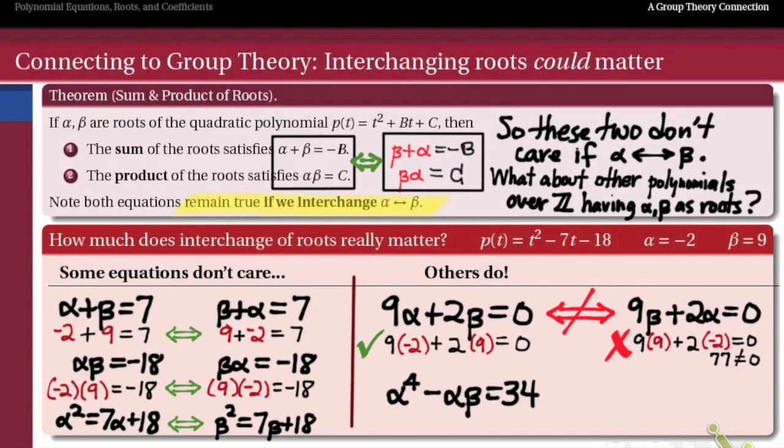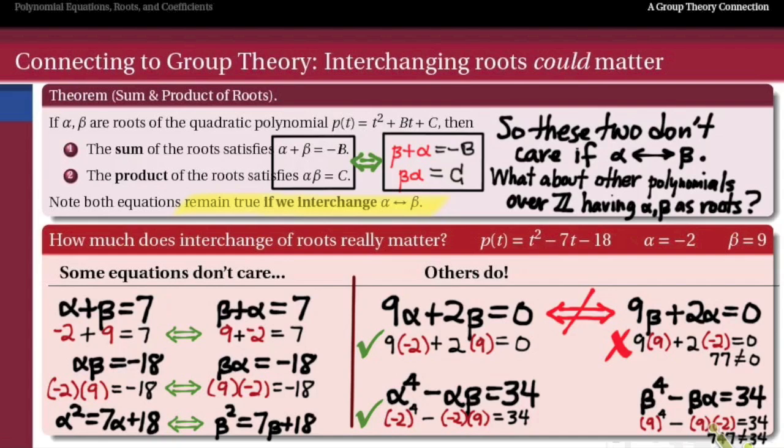We can come up with fancier examples too. Alpha to the fourth minus alpha beta is equal to 34. Check that alpha equals negative 2, beta equals 9 satisfies this equation. Sure enough, that works out. But if I swap alpha with beta and get beta to the fourth minus beta alpha equals 34, now disaster. If I put in negative 2 for alpha and 9 for beta, left-hand side is 747, not 34. So the equations listed here on the right care which order you put alpha and beta into them, whereas the equations on the left don't.